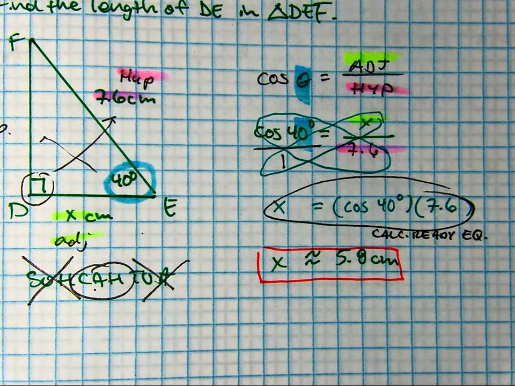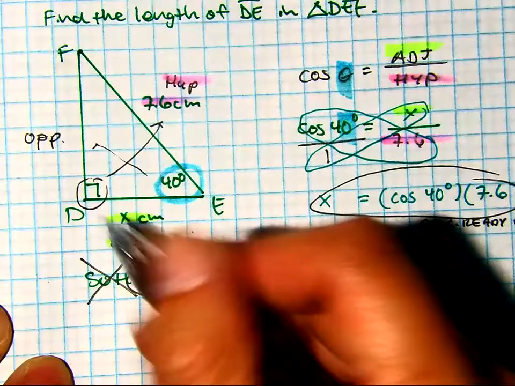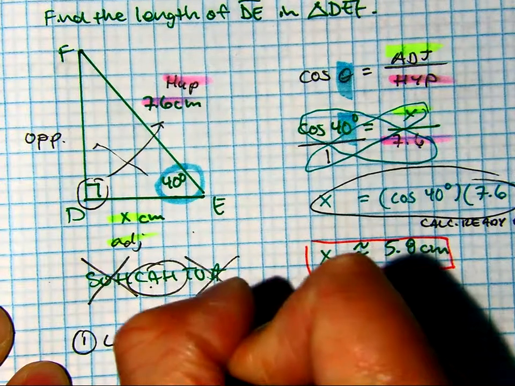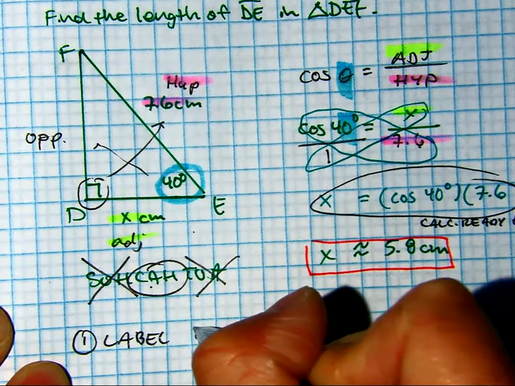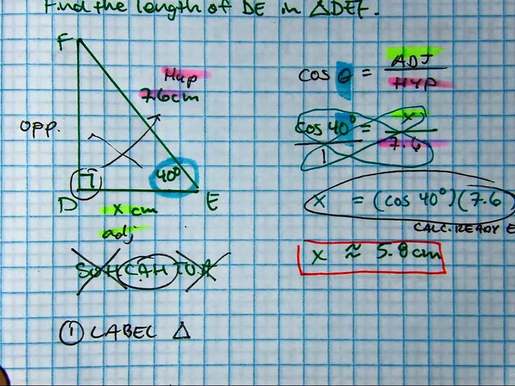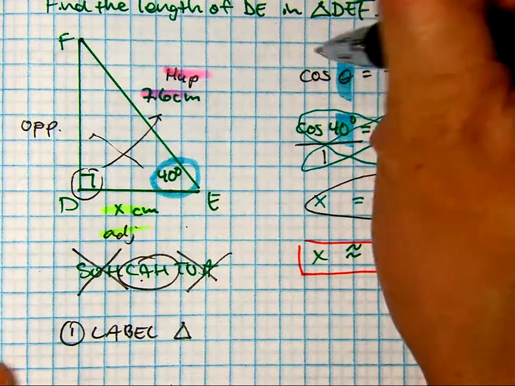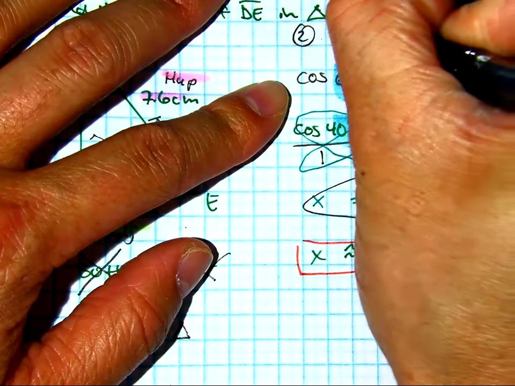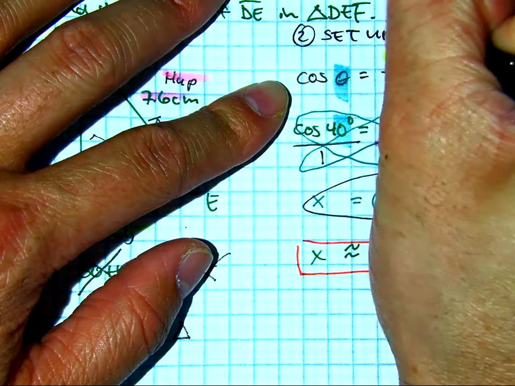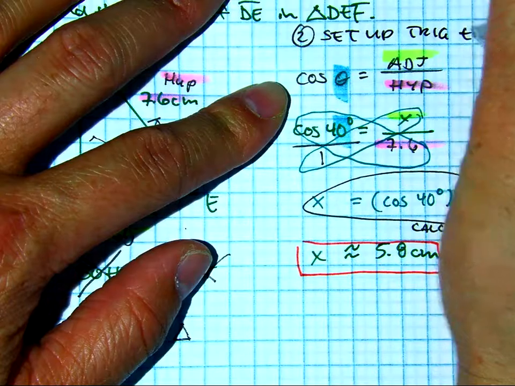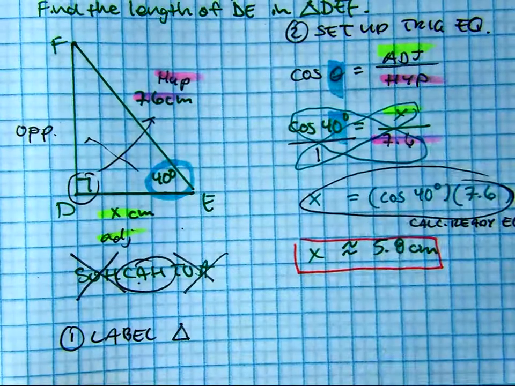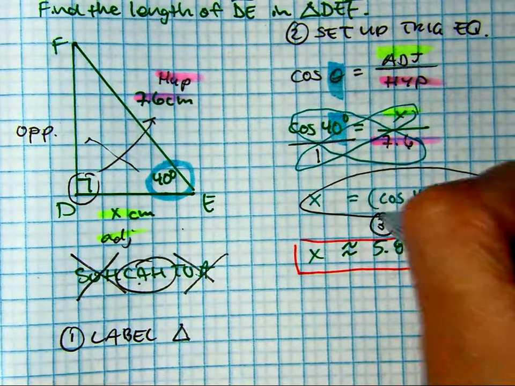So to summarize, what did we do? Label the triangle. We set up our trig equation. Third, we had a calculator-ready equation. And then fourth, we have an answer.